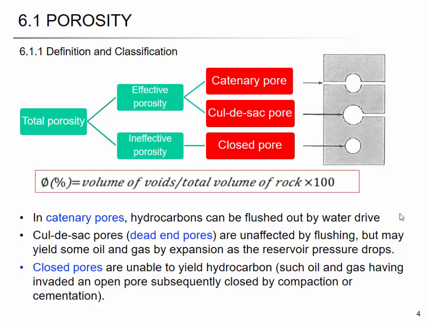So in this, what is the connectivity? So connectivity is the number of connections from one pore to the other pore. So in this case, the connectivity of the dead end pore is 1. So in this case, the connectivity is 2, right? So catenary pore is the pore that has the connectivity of 2 or more, so that the fluid can flow through it.